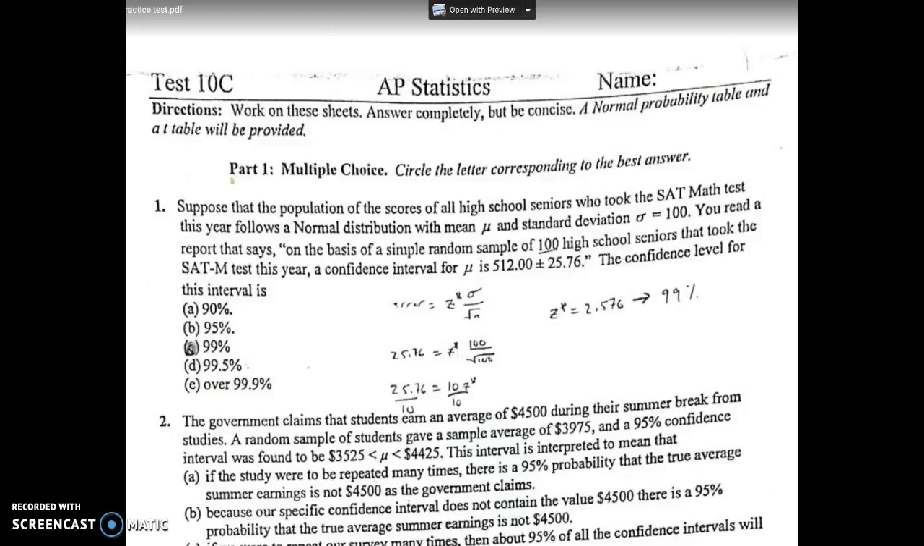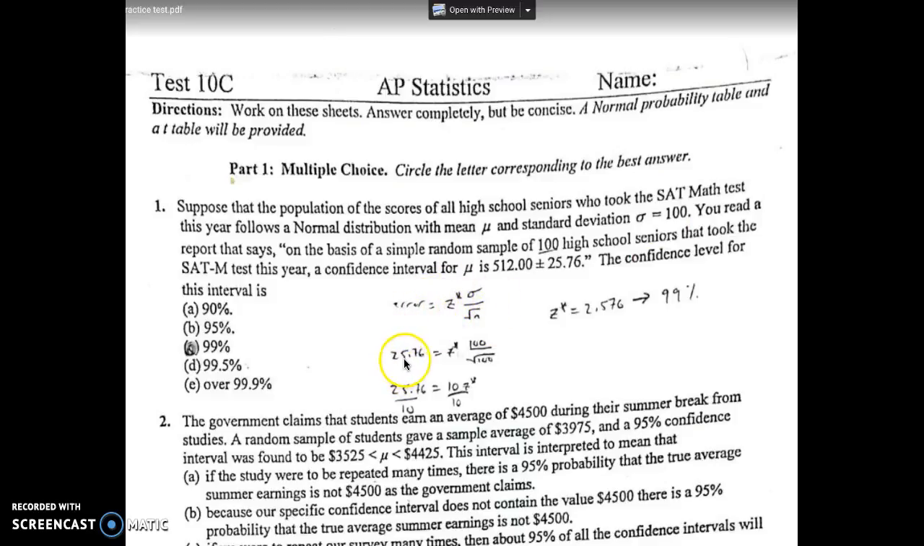the SAT M test this year, a confidence interval for mu is 512 plus or minus 25.76. The confidence level for this interval is what? So the way you want to start on this problem is looking at the error amount, which is 25.76. And the formula for error is z star times sigma over the square root of n. You use this formula because you know it's normal and because you know sigma, so you're in 10.1. This formula can be found in 10.1.